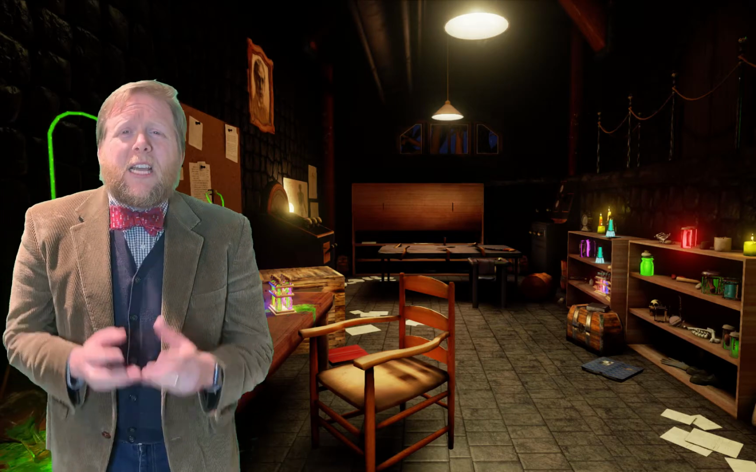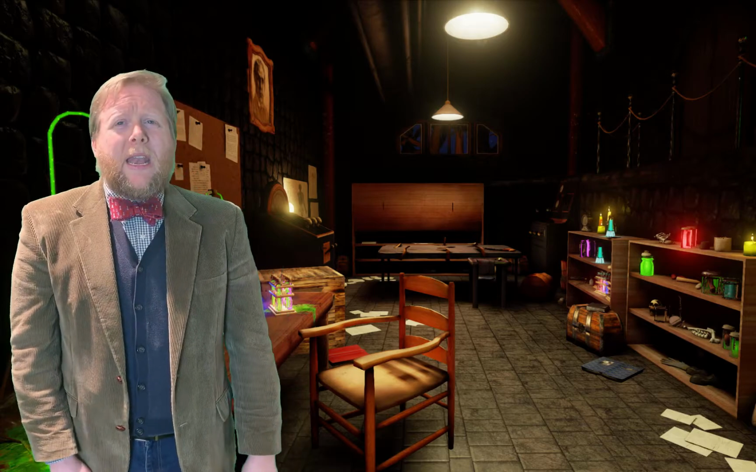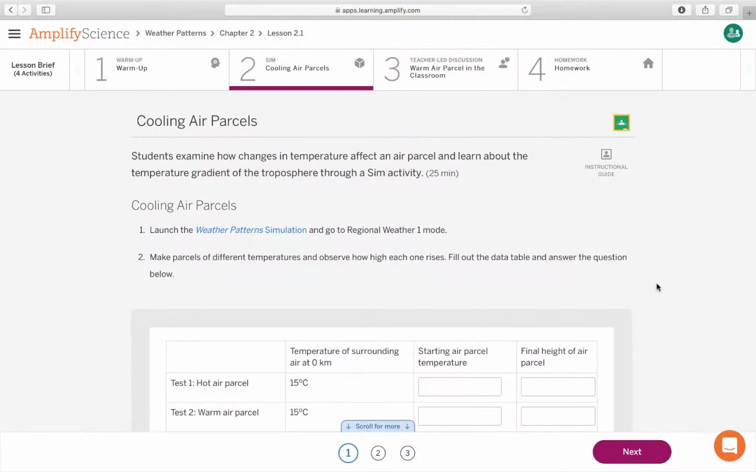So, we're going to continue to explore this today by jumping into the sim. Let's go ahead and open up tab 2 and take a look at it. We're going to start over here on page 1 of tab 2. You can see in tab 2, Amplify wants us to use the sim. We're going to be trying to figure out our question of the day: what causes an air parcel to lose more energy and to cool down further?